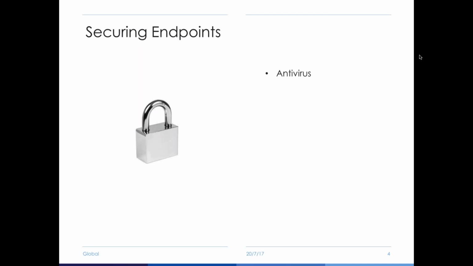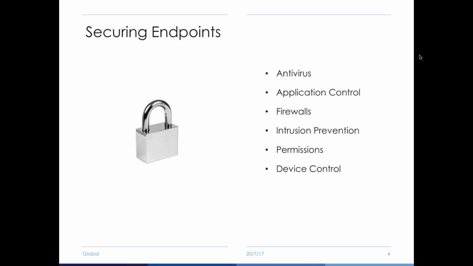I'm willing to bet that most often the things that come to mind, and I know this is common with me as well, when we talk about securing endpoints, are things like antivirus or application control, firewalls, intrusion prevention, permissions, whether that's user permissions, file permissions, whatever it may be, and device control, and so on and so on. We tend to have this very proactive, offensive mentality when we start thinking about securing endpoints. I think that's been ingrained in us.